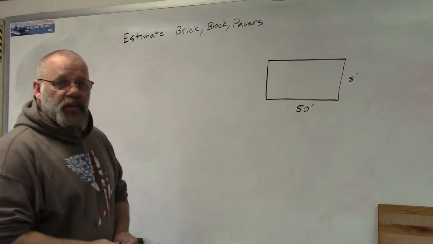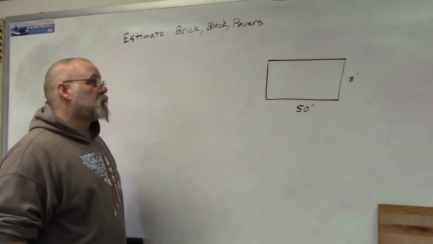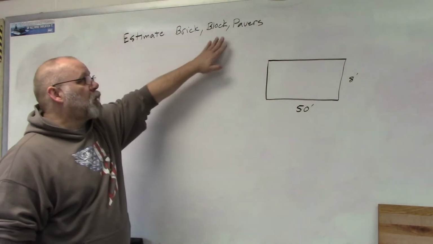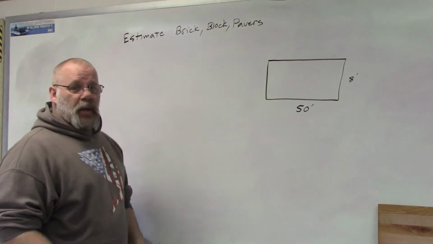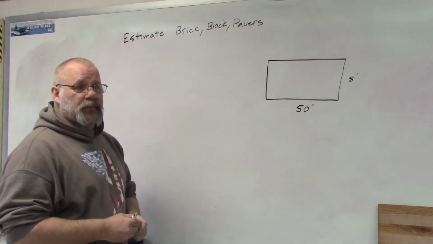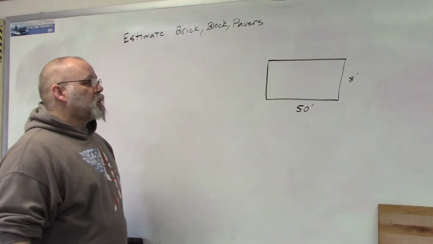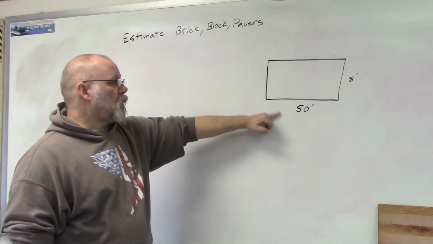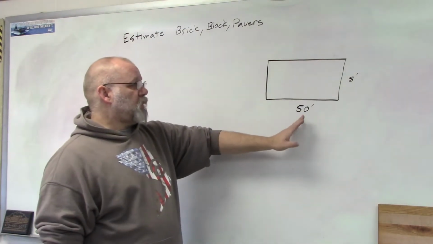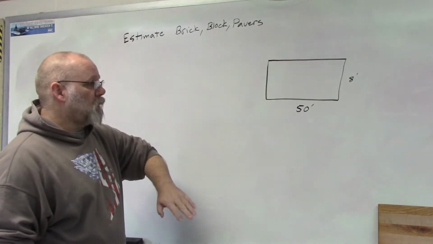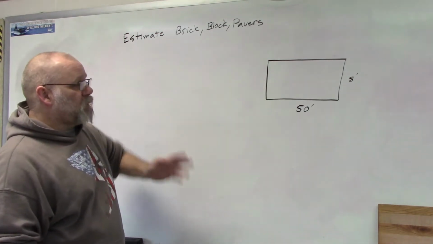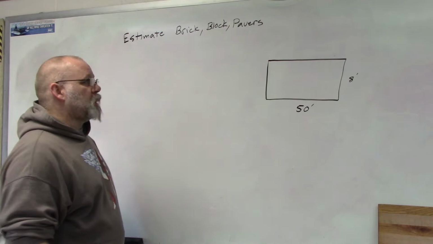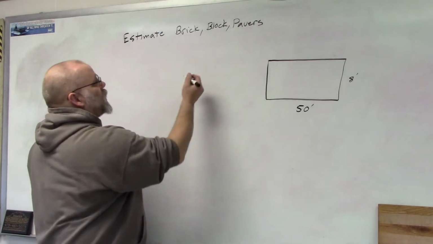Okay, in this video I'm going to show you how to estimate brick, block, and pavers because they can all be estimated the same way. So here I have a wall that's 8 feet tall and 50 feet long. I'm going to estimate the number of cinder blocks that I would need. So the first thing I need to know is how big is a cinder block.